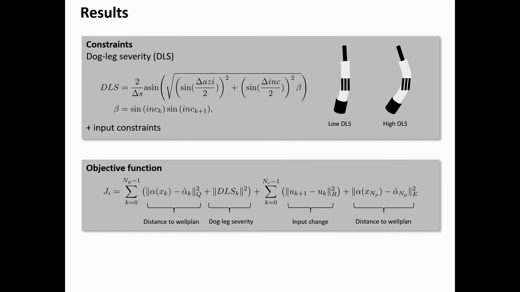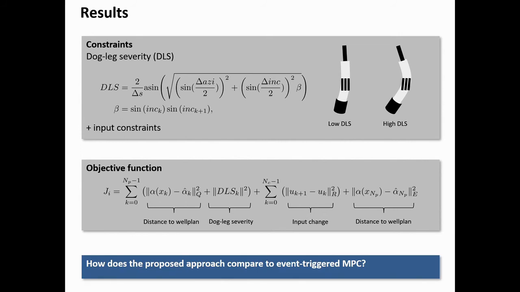The objective function looks as follows. We want to weight the distance to the well plan with the first term. Then we have the dog-leg severity, which also appears in the objective function, so it does not only appear in the constraints, but also in the objective function because we want to minimize that. We also weight the difference, so the change in input. And then we have a terminal cost where we also have the distance to the plan.